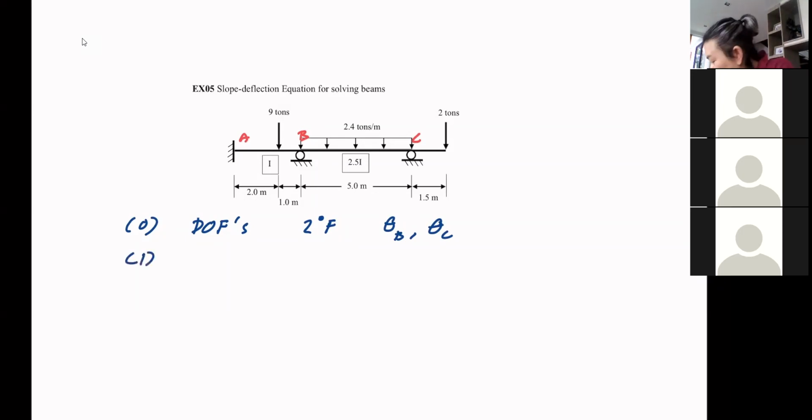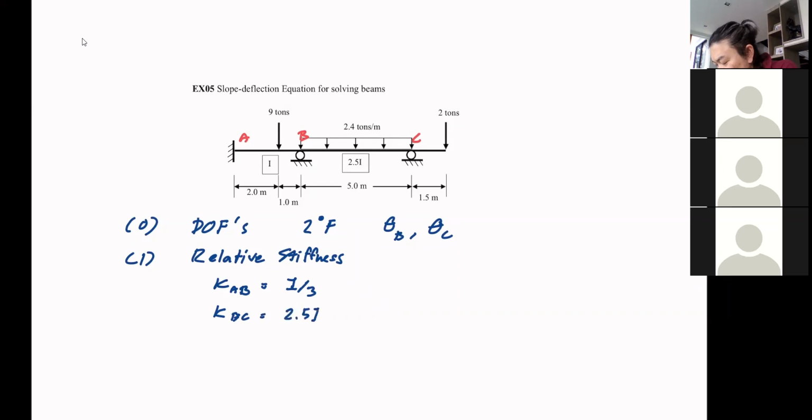So we go to step number 1. We try to figure out relative stiffness. You don't have to do it. You can just use I over L. That's fine as well for those who cannot really manage the least common number. Okay? So now KAB is I over 3. KBC becomes 2.5 I over 5 or I over 2.